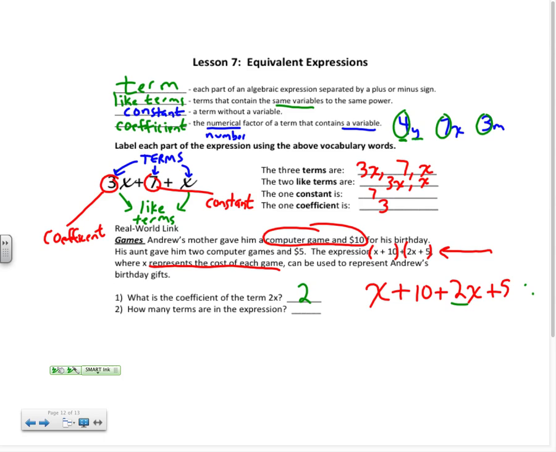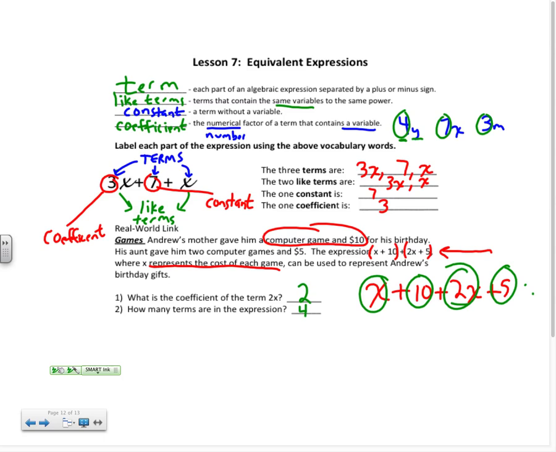How many terms are in the expression? Go back up to your definition. A term is a part of an algebraic expression separated by a plus or a minus sign. So x is a term, 10 is a term, 2x is a term, and 5 is a term. So there are 4 terms.